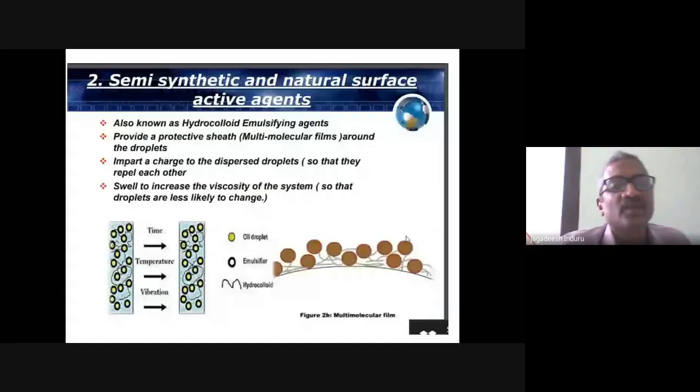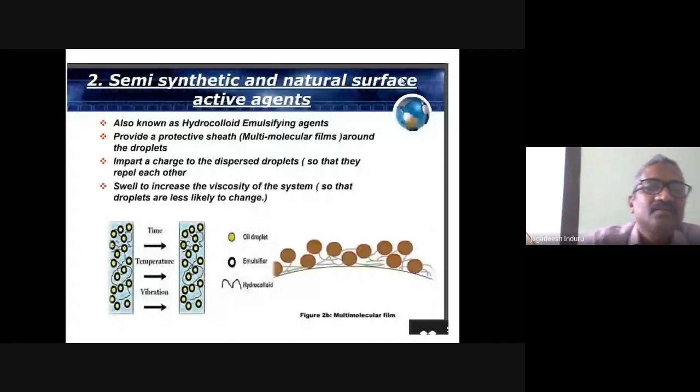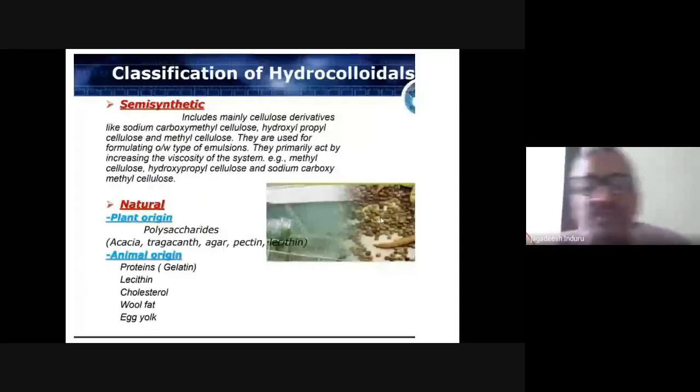In the semi-synthetic category, you will have hydrocolloid emulsifying agents. They are either multimolecular or monomolecular in nature. These are of chemical origin, made from natural cellulose into which different functional groups are added, so that you have different properties and weights. That is the reason you have hydroxypropyl methyl cellulose, sodium carboxymethyl cellulose, and ethyl cellulose. These are derivatives you will choose depending upon their solubility, and they produce the emulsions. So these classifications we have already seen.